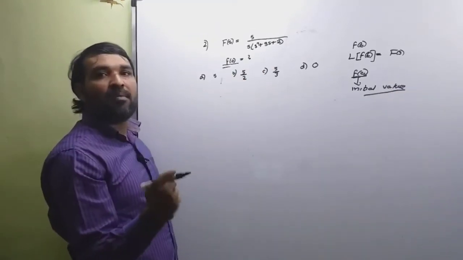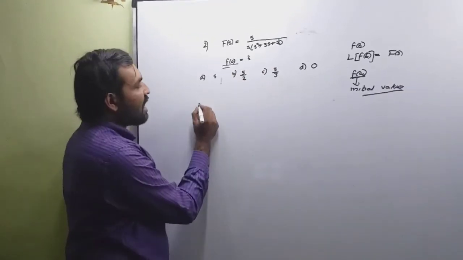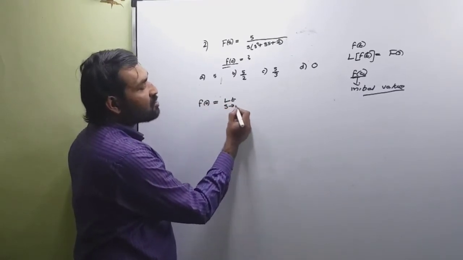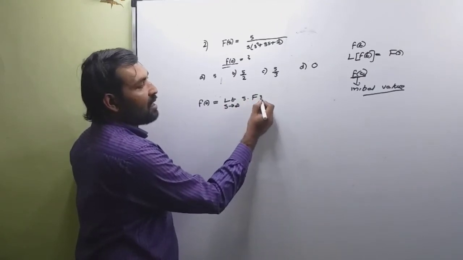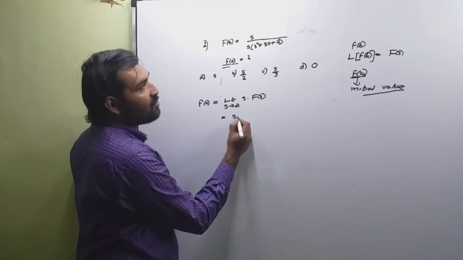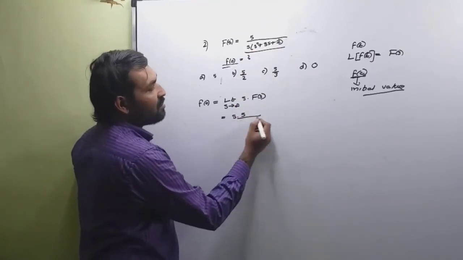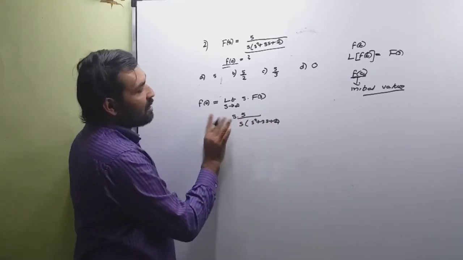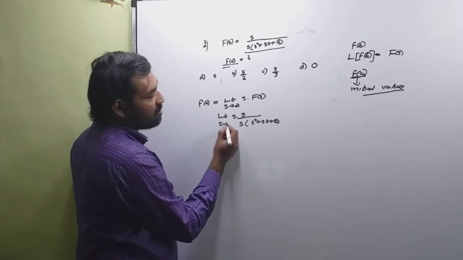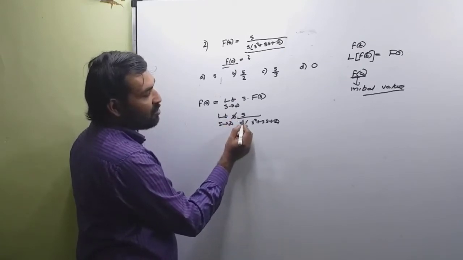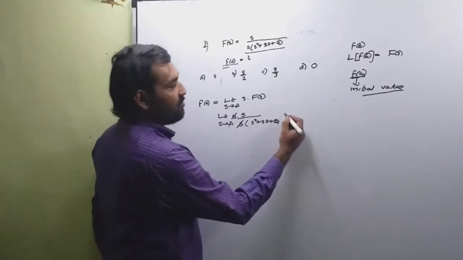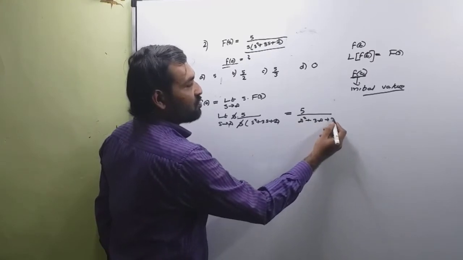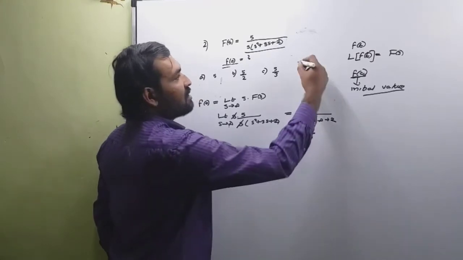This problem can be solved by using the initial value theorem, that is, the initial value f of 0 is equal to the limit as s tends to infinity of s into F of s, that is s into 5 divided by s into s square plus 3s plus 2, and apply the limit s tends to infinity. The s in the numerator and denominator get cancelled, and substituting s equal to infinity, this becomes 5 divided by infinity square plus 3 times infinity plus 2, that is equal to 0. So the answer is D.